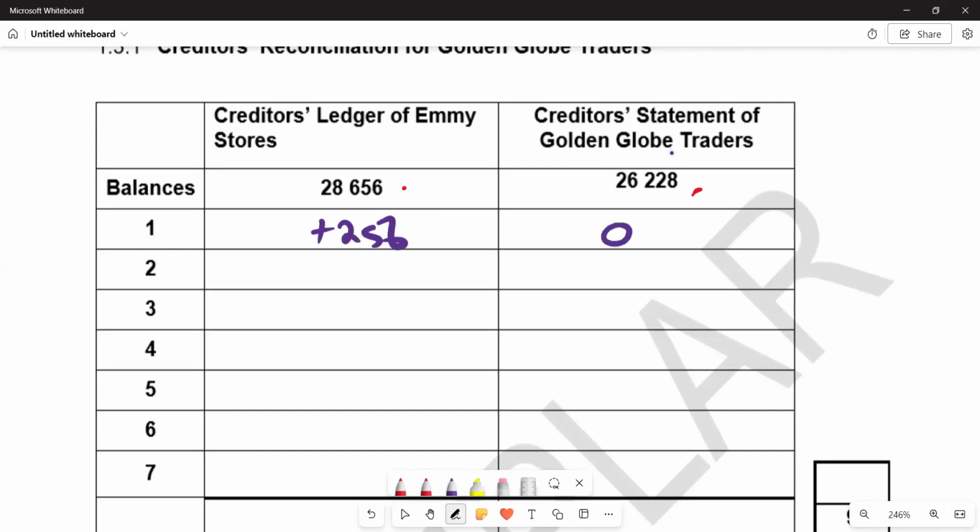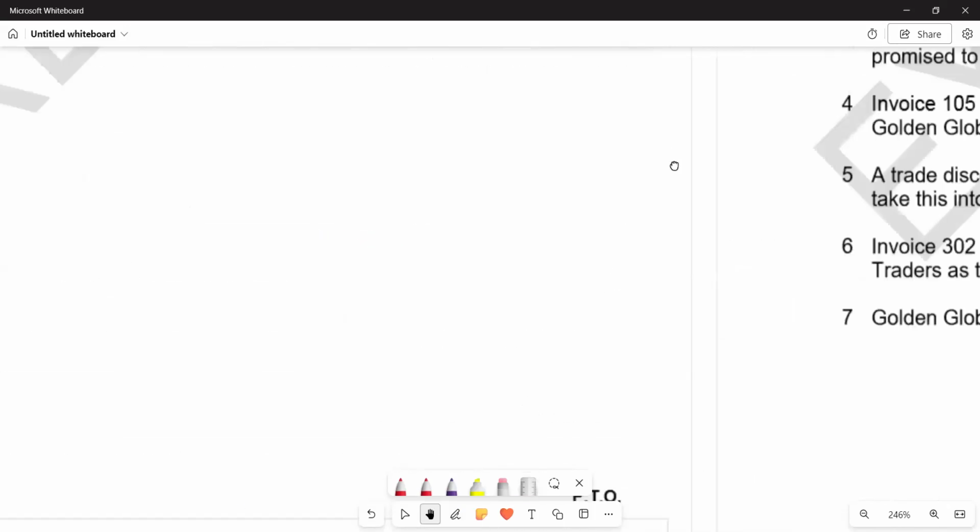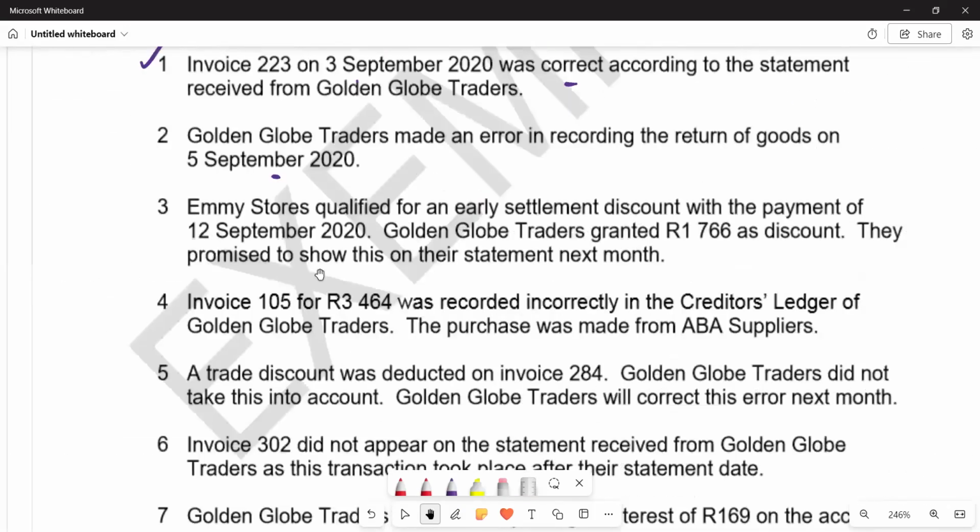But here we have no effect. So we can just maybe put a 0. Then I will go to the next error, which is our error number 2. If you come to error number 2, it reads: Golden Globe Traders made an error in recording the return of goods on 5 September 2020.